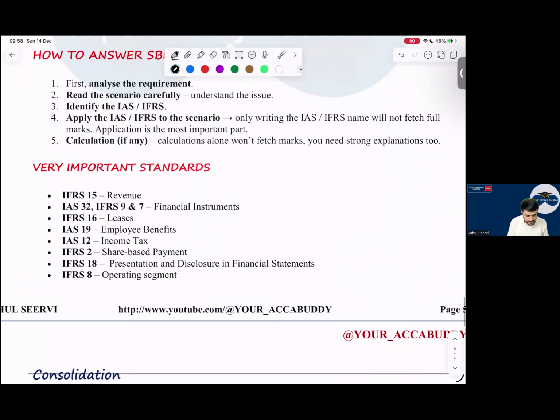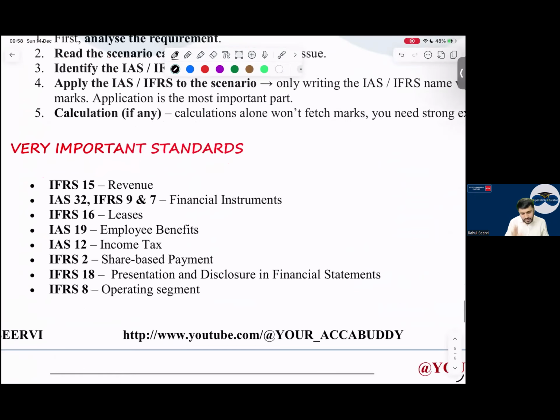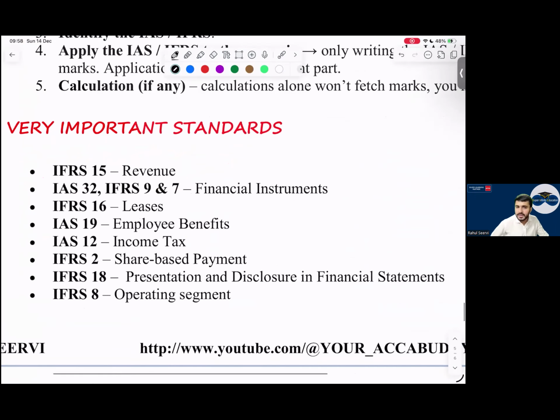Now, coming to the important standards. I hope you can see this. Sir, revenue you mentioned. Financial instruments I mentioned, leases I mentioned. Most important. Then the other three, IAS 19 employee benefits. Sir, what is the meaning of employee benefit? If you're working for my company today, I will pay you salary, no? I will pay you salary. After 30 years, you'll get your pension. How should we do accounting for that?